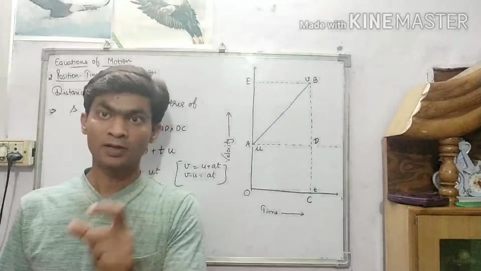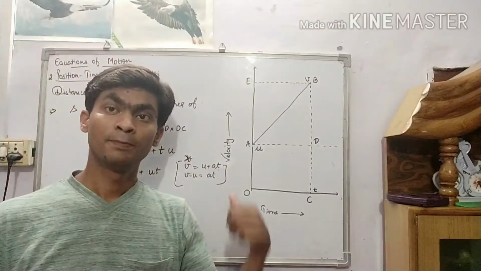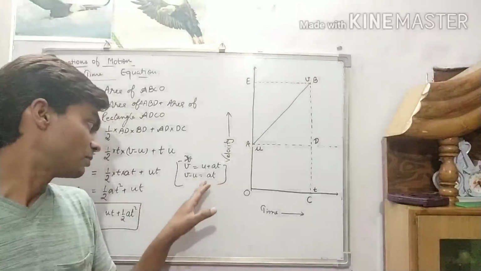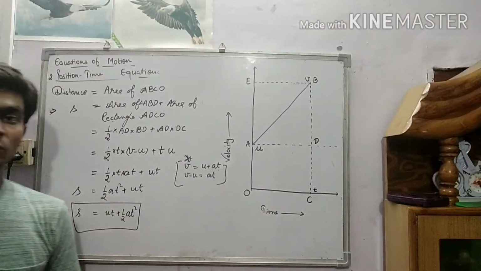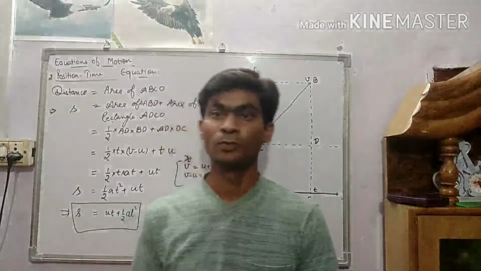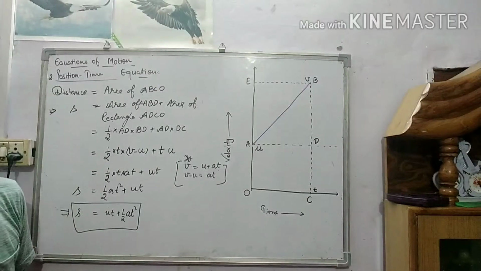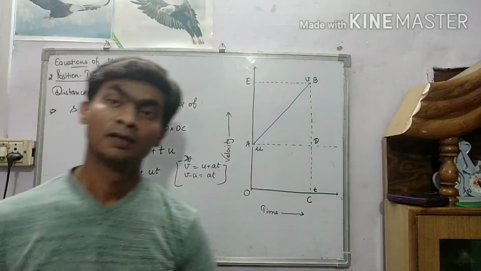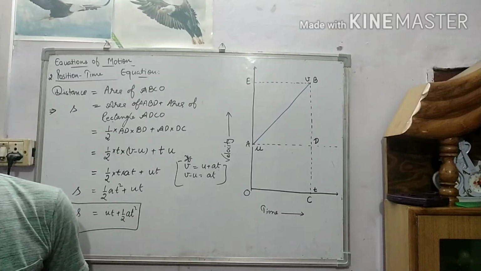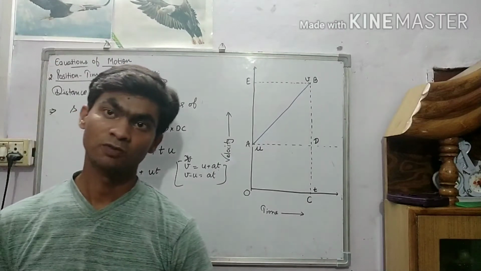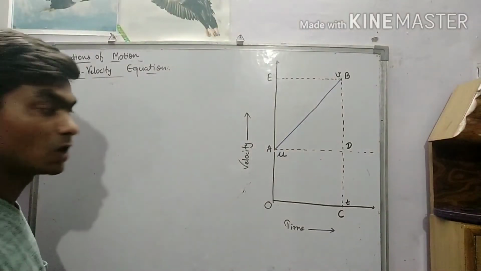One important point that I am writing here with a star: at this moment you have to use the previous equation, equation 1. Using that you have to write the value of V minus U as AT. Then you will be able to prove this relation. This was the second equation of motion. Next we will go for the third one, known as the velocity position relation or position velocity relation. Let us see how to prove it.